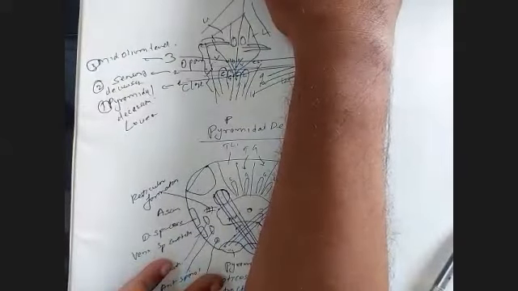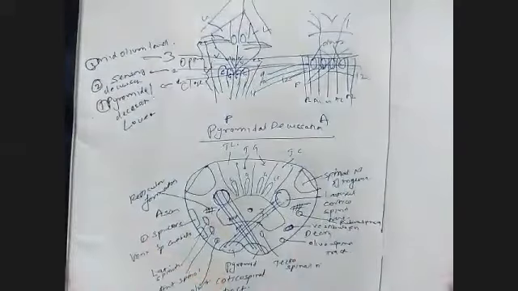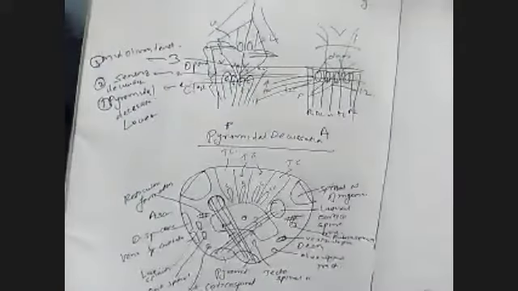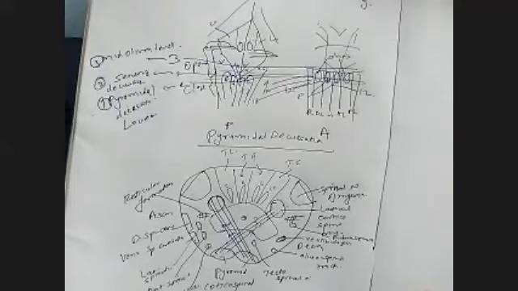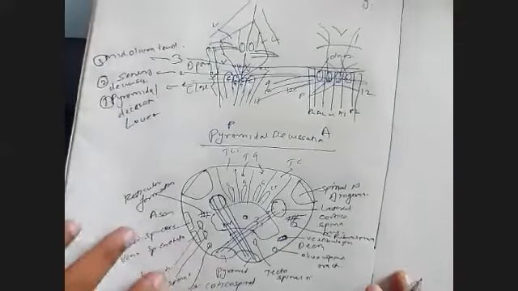So now we are going to talk about the section at the level of sensory decussation. Okay, so after pyramidal decussation, we are going to draw the section at the level of sensory decussation. Now again, whenever we are drawing this section, our principle will always remain the same. We will be firstly drawing the external features of medulla.